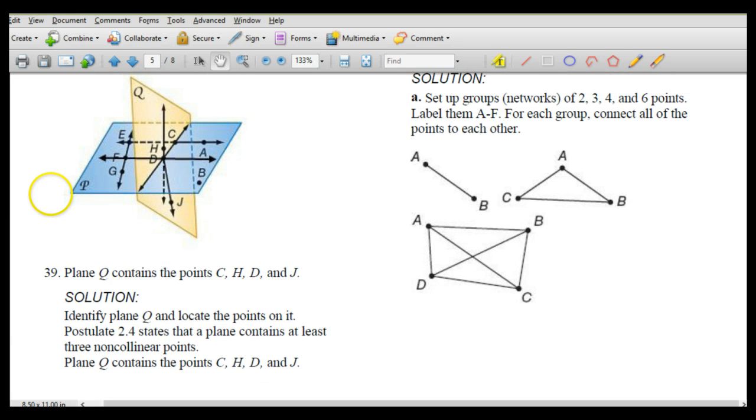So which postulate verifies that plane Q contains points C, H, D, and J? Identify plane Q, so that is this gold one here, and locate the points on it. So C, H, D, and J. Those are all points on that plane. Postulate 2.4 states that a plane contains at least 3 non-collinear points. So plane Q will contain these 4 points, C, H, D, and J, since it has to contain at least 3 non-collinear points.